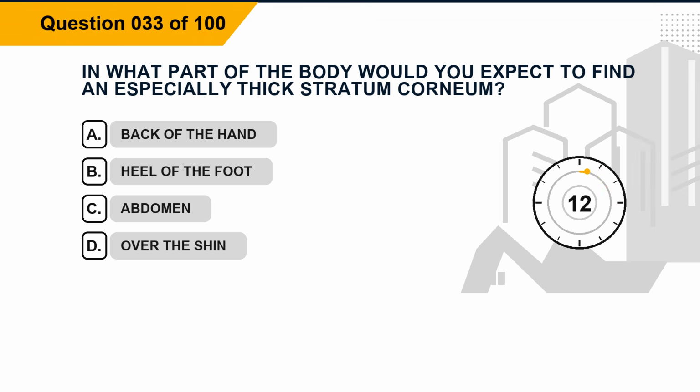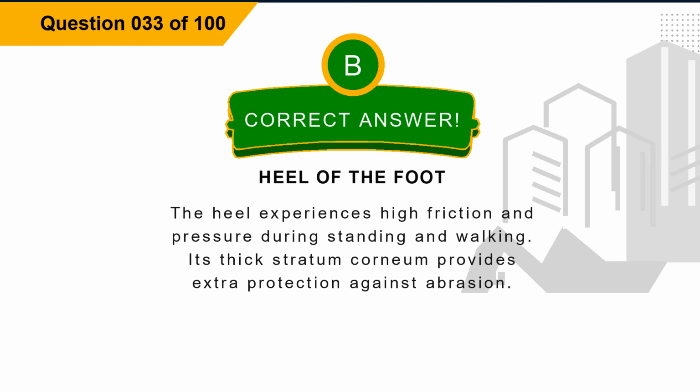Question 33. In what part of the body would you expect to find an especially thick stratum corneum? Option A, back of the hand. Option B, heel of the foot. Option C, abdomen. Option D, over the shin. The correct answer is option B, heel of the foot. Explanation. The heel experiences high friction and pressure during standing and walking. Its thick stratum corneum provides extra protection against abrasion.